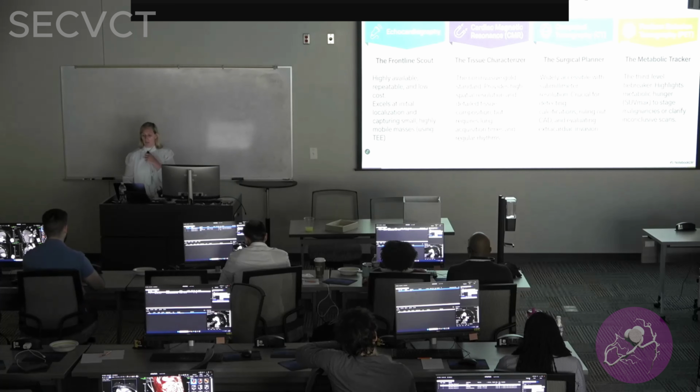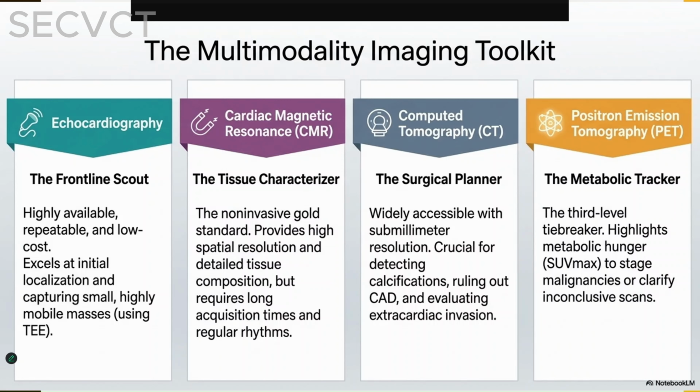I'm going to talk a little bit about our multimodality imaging toolkit because the reality when it comes to cardiac tumors is that we are going to have to use other modalities, right? So echo: highly available, repeatable, low cost, and more likely to be the one that finds an incidental mass, right? And we all know this, we're never going to beat the spatial resolution of TEE, right? So TEE, always a great tool that we have.